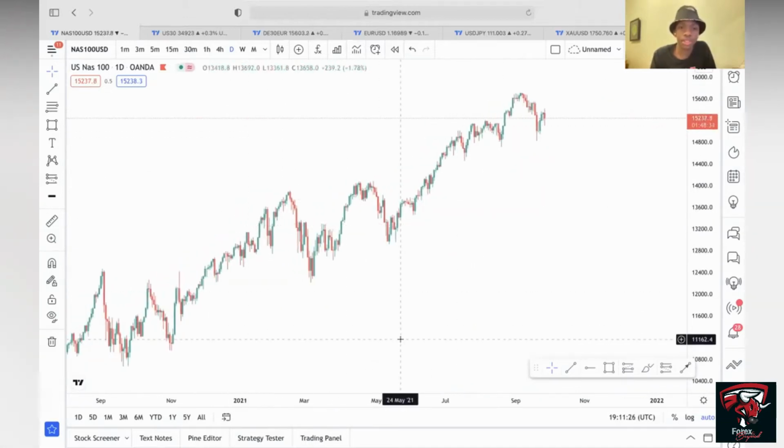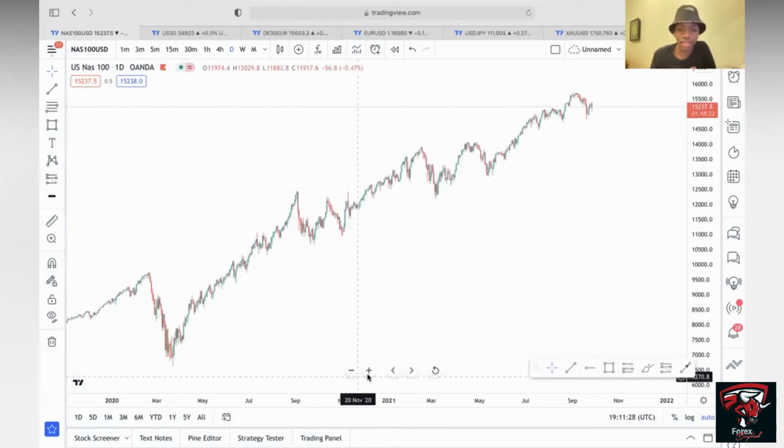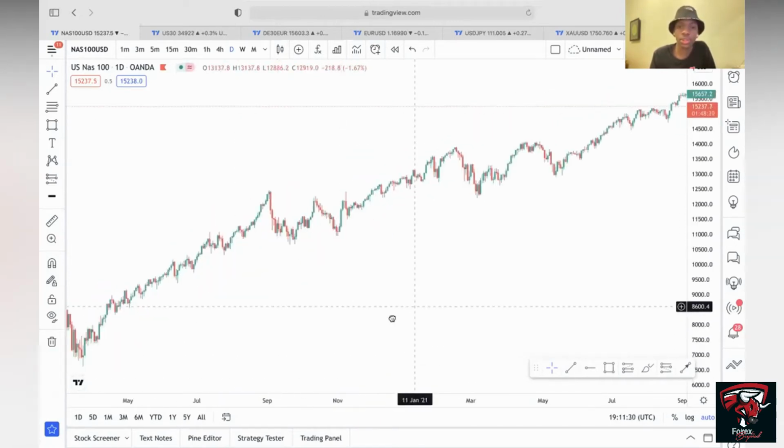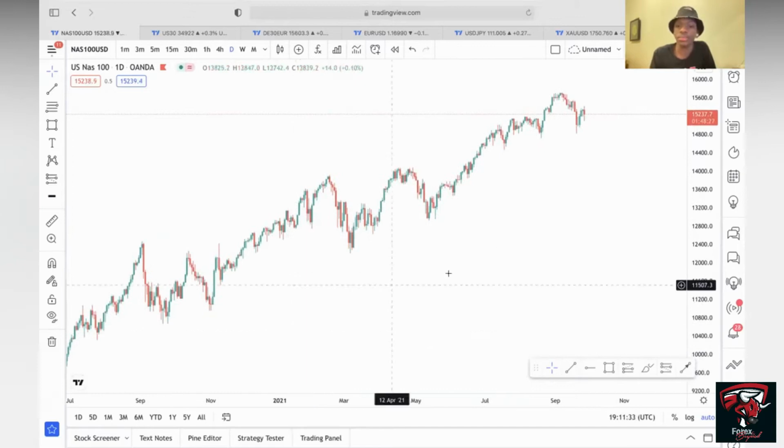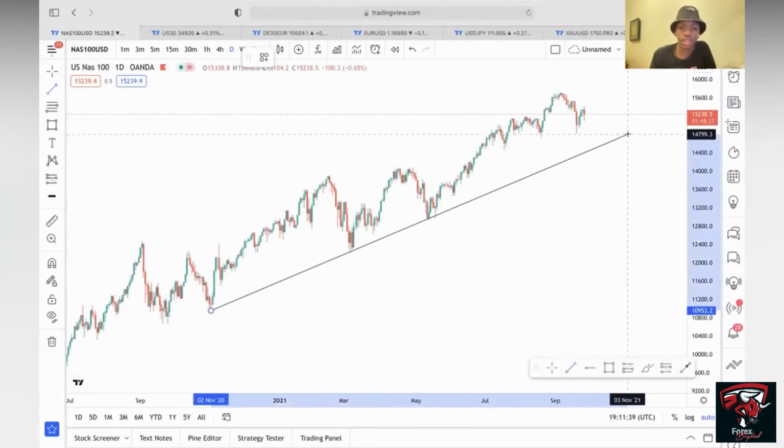So guys, right now I just want to look at Nasdaq. This thing has been pretty much funny, guys, ever since Trump left the office. It's not the same, right? So let me just dig deep into Nasdaq and analyze it.